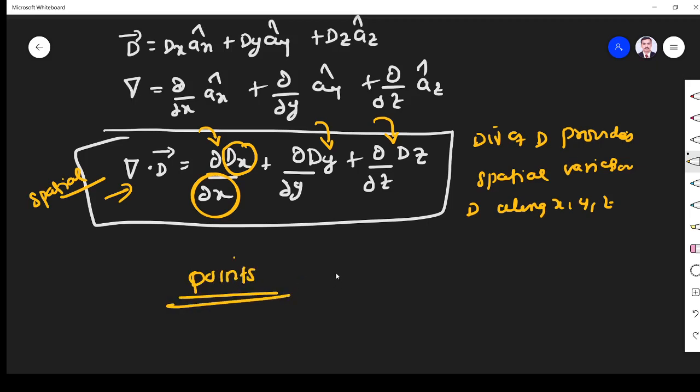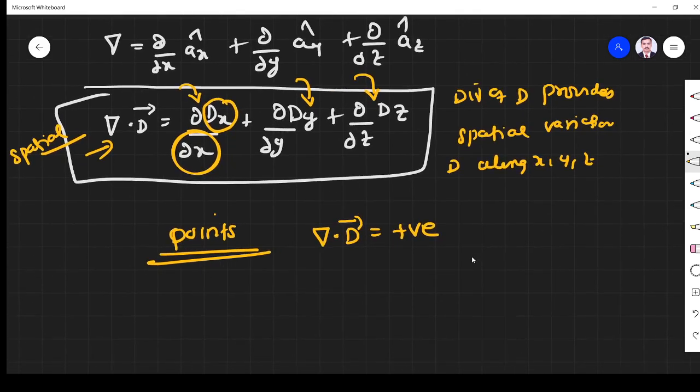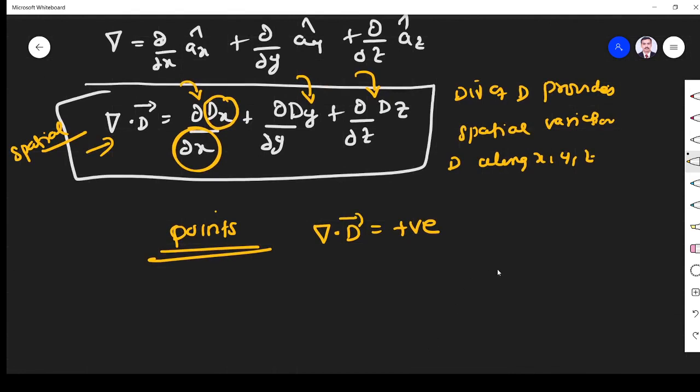Now we have to conclude some important points gathered from the divergence. First, divergence is defined with respect to a particular point. So first let us write that point. Divergence del dot D is defined at a particular point. That means we can find divergence at a particular point.